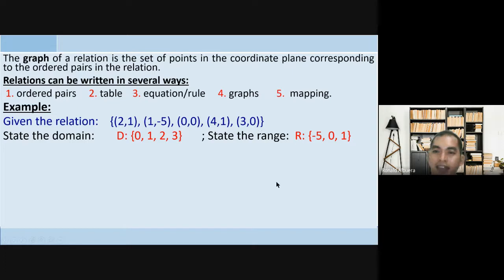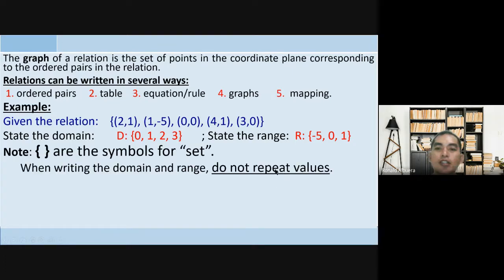But then, take note, do not repeat values when you are writing the domain and the range. Hindi ulitin. And it's better if you write the elements of the domain or the range in ascending order. So remember that this is a set. Always use this symbol at the beginning and this one at the end of the elements of the particular domain or range. Okay? Kasi set po siya.